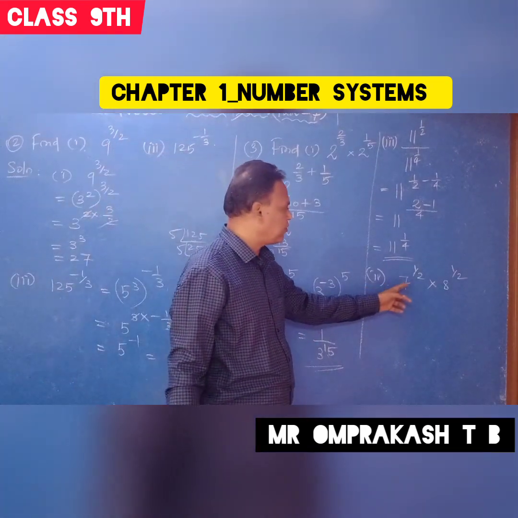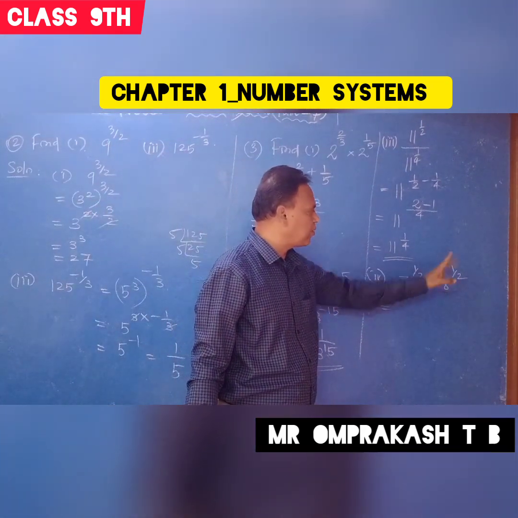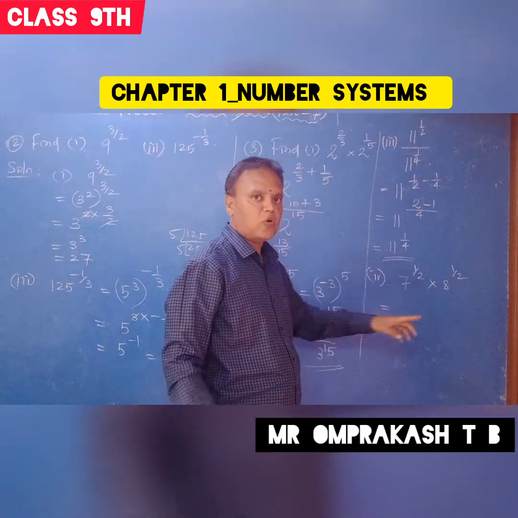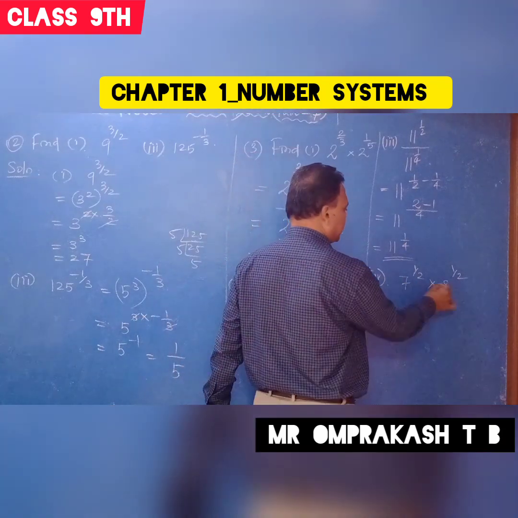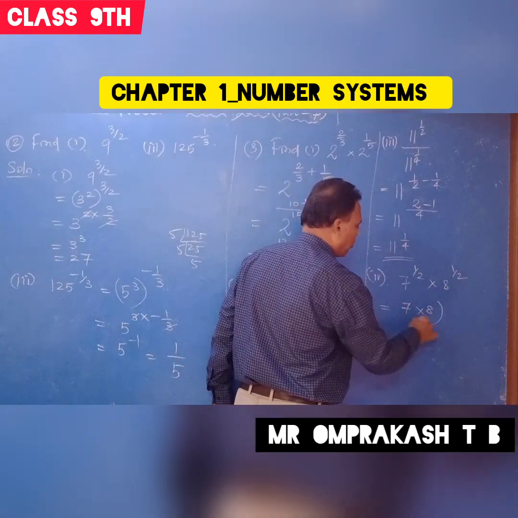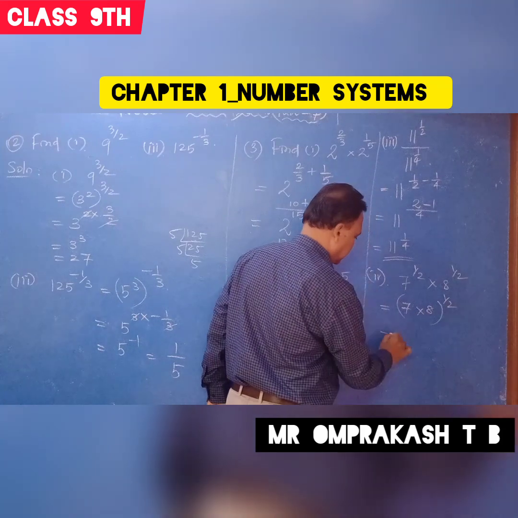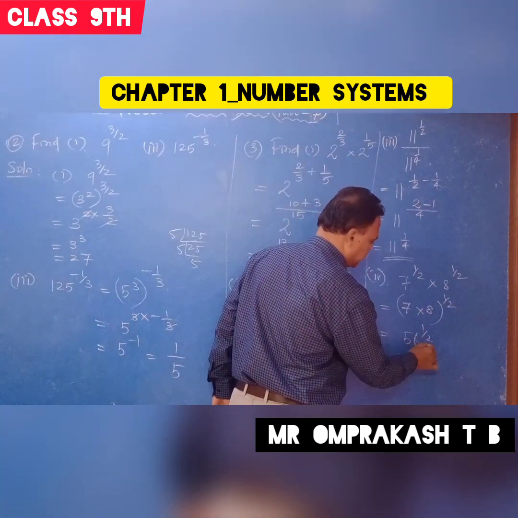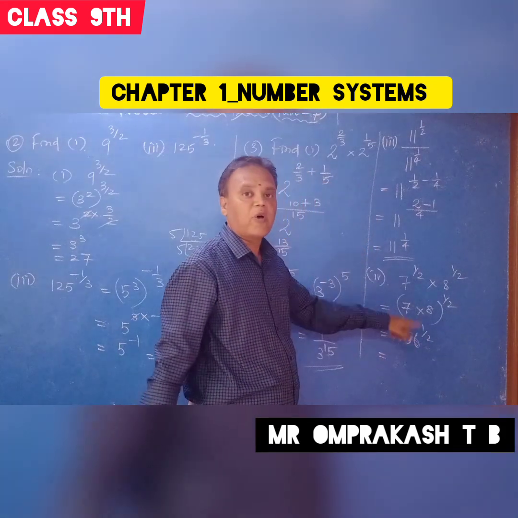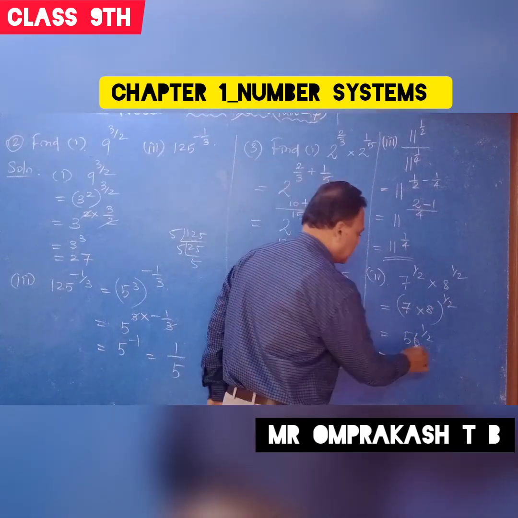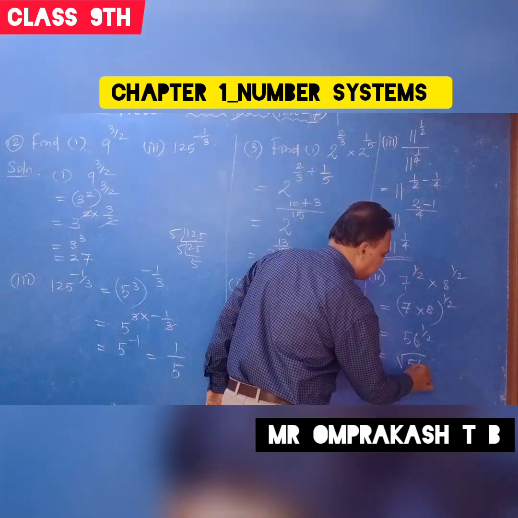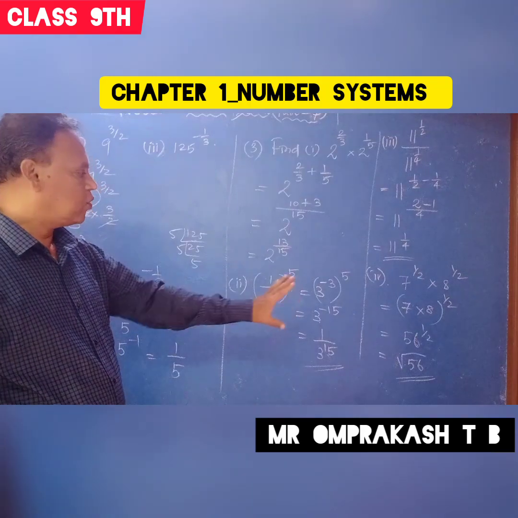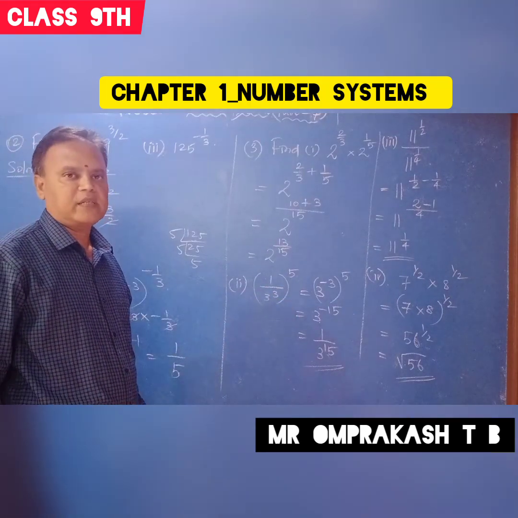So next problem you see: 7 power 1 by 2 into 8 power 1 by 2. Here you see the powers are the same but the bases are different. So you take the whole power. So 7 into 8, whole to the power 1 by 2. That means 7 into 8 is 56. 56 power 1 by 2. Power 1 by 2 means square root. So you can write this as square root of 56. Power 1 by 2, always remember, means square root.